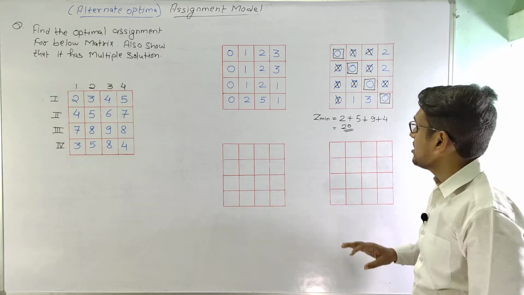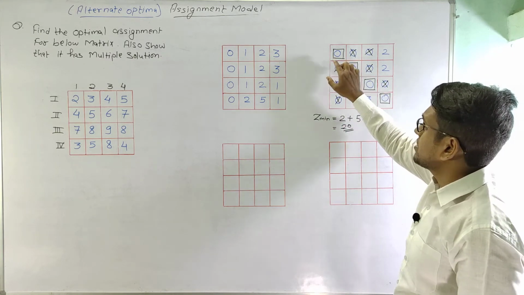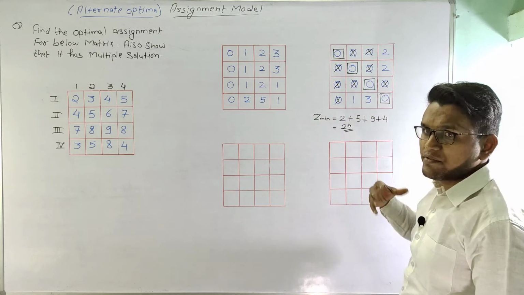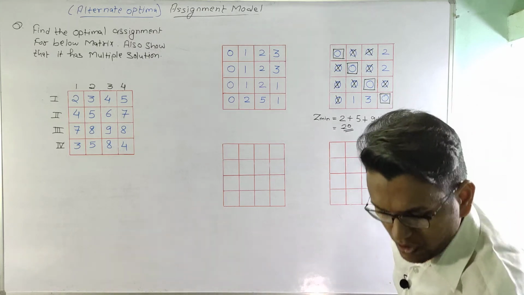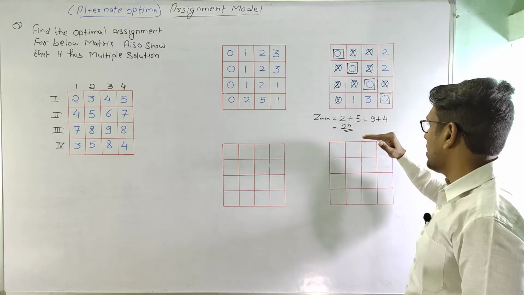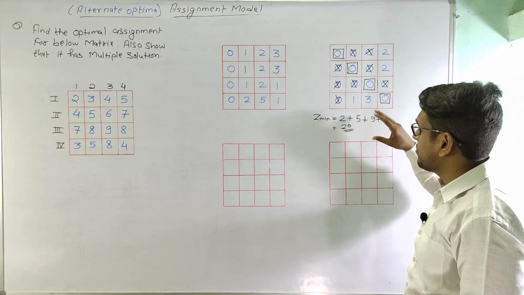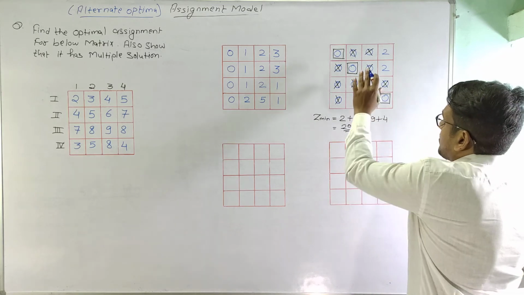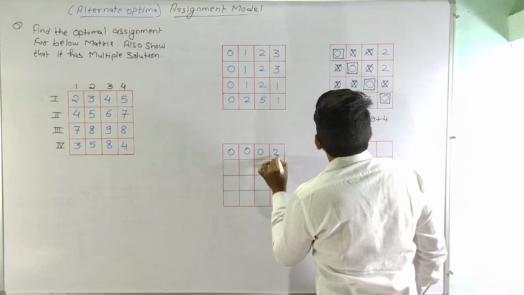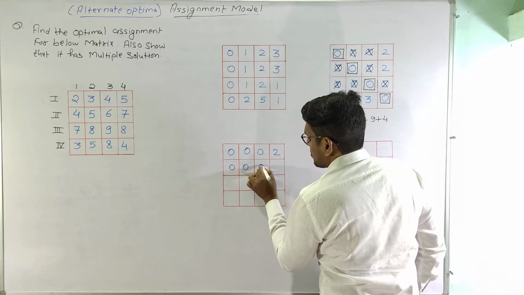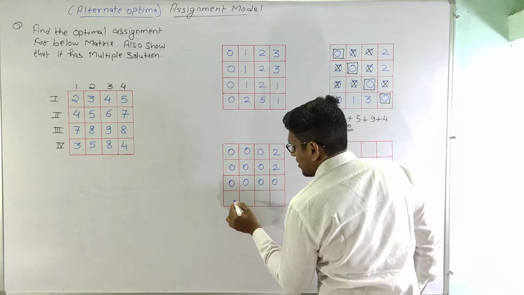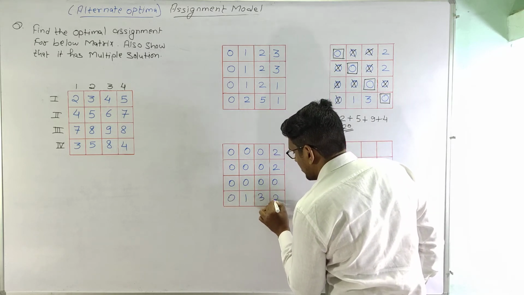Now the question arises, because we have chosen an assignment arbitrarily, what if we had not chosen this cell and had chosen any other cell? So let us do that and see what changes occur in the matrix and what the value of the objective function will be for that particular matrix. So I am going to write this matrix again: 0 0 0 2 0 0 0 2 0 0 0 0 0 1 3 0.